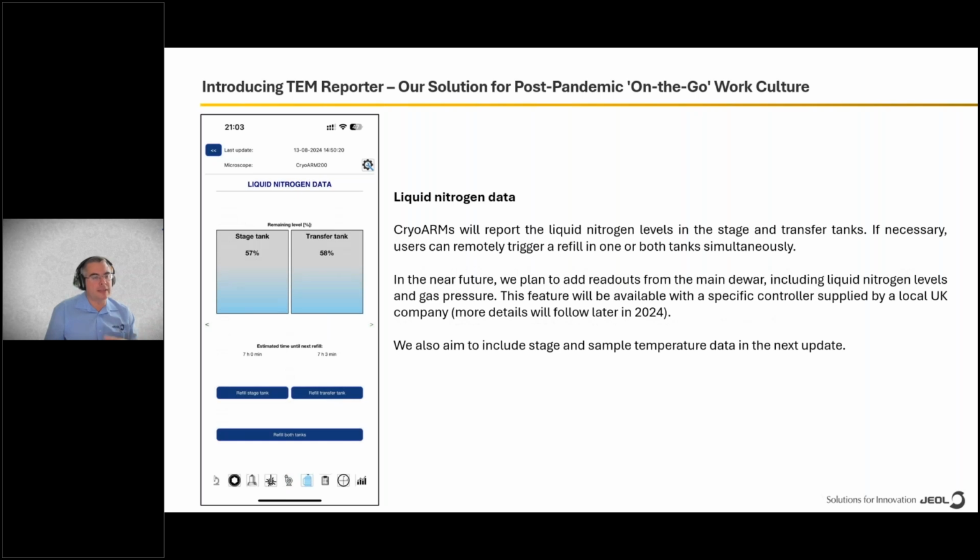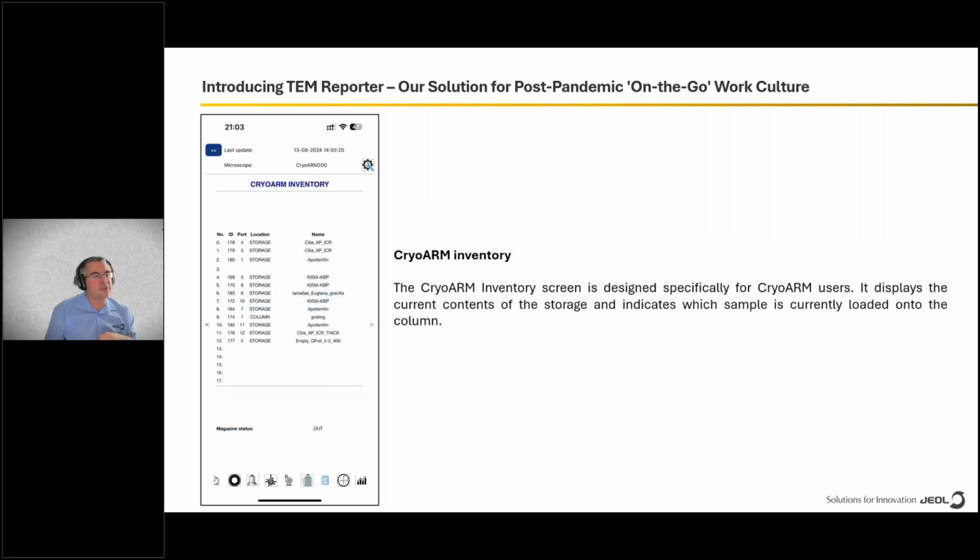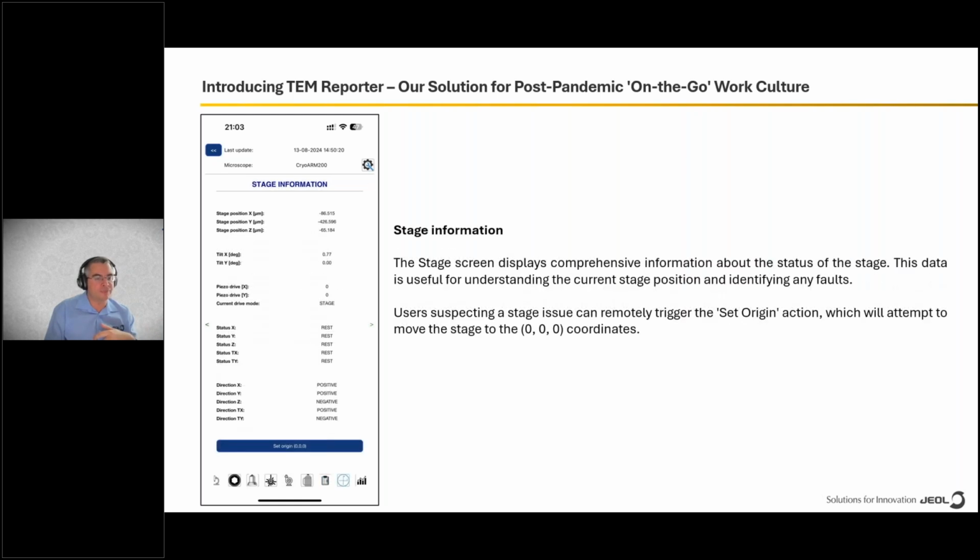For cryo-arms, you can get an idea about the liquid nitrogen level in the stage tank and the transfer tank, and execute a refill as required on one or both tanks. It also gives you access to the cryo-arm inventory, just so you know which samples are currently loaded into the microscope. You may forget, or you don't know what your coworker or colleague did. You can quickly check what's going on with the machine. Also, information about the stage. This is mainly used for diagnostic purposes, whether the stage reached its limits.